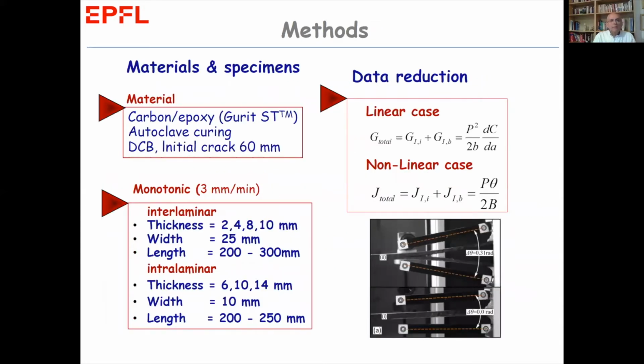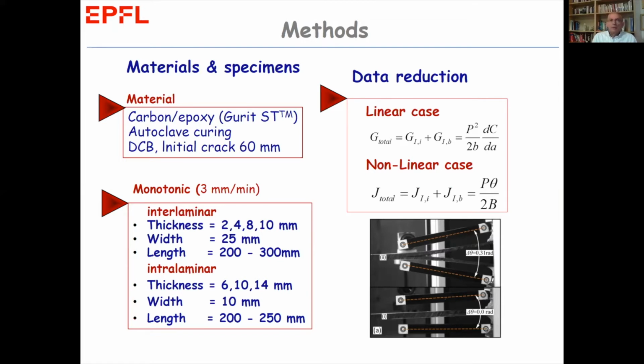And this brings me to the methods. First, the experimental part, the materials and specimens. We use carbon epoxy, commercially available. We used a standard profile in an autoclave to prepare unidirectional plates, and then used ASTM standards to prepare DCB specimens with an initial crack of 60 millimeters. We performed several tests on specimens with different thicknesses in interlaminar and intralaminar fracture and delamination.